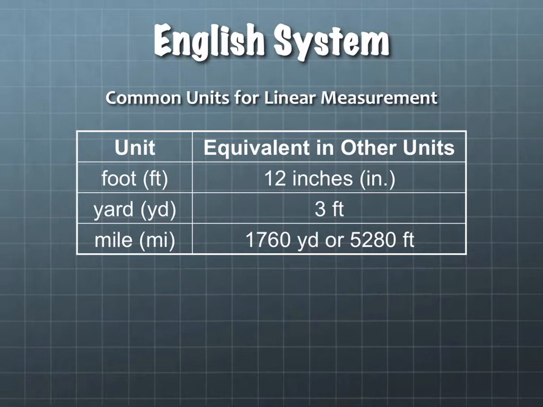Reminders: there's 12 inches in a foot. There's 3 feet in a yard. And either of these two you can keep. You don't have to necessarily remember both of them for uses. You could use them interchangeably. You can either remember that there's 1,760 yards in 1 mile, or there's 5,280 feet in a mile.